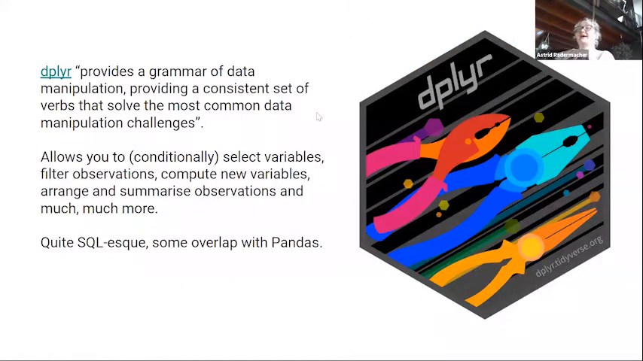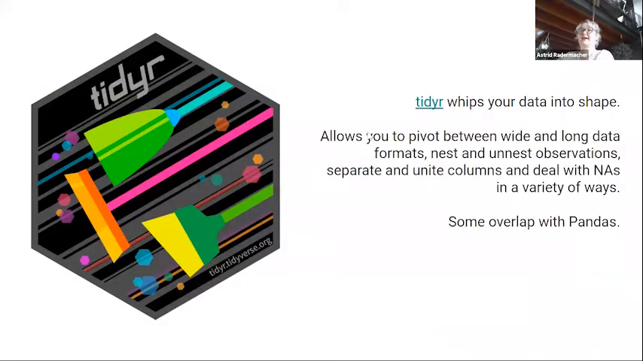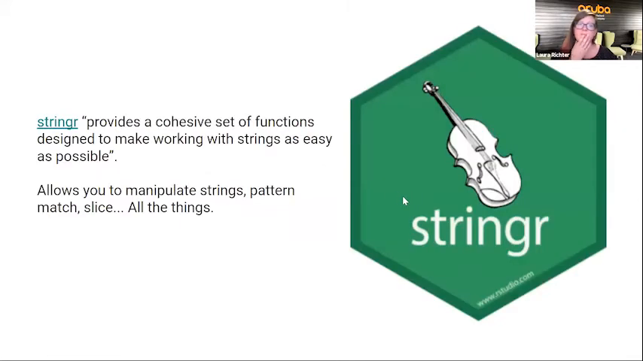Cool, so kicking off with dplyr. dplyr allows you to conditionally select variables, filter observations, compute new variables, arrange and summarize observations, and a lot more. It's kind of SQL-esque, and it has a lot of overlap with pandas. So really useful for getting your data into shape. So is tidyr, with the additional benefit that tidyr allows you to pivot between wide and long data formats, nest and unnest observations, unite and separate columns, and deal with NAs. Again, it has some overlap with pandas and Python.